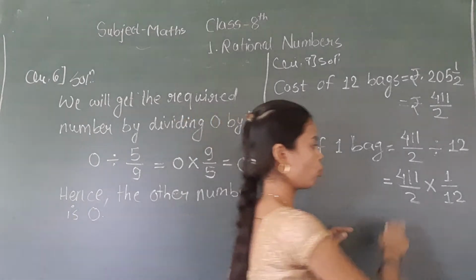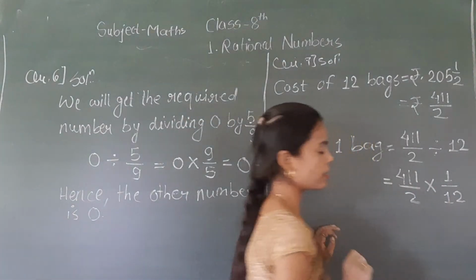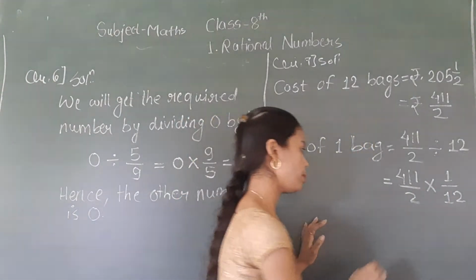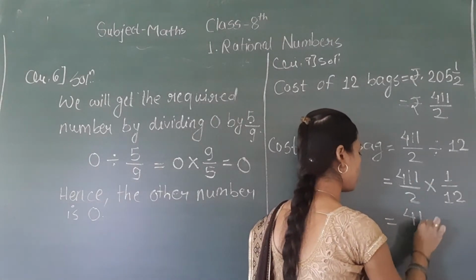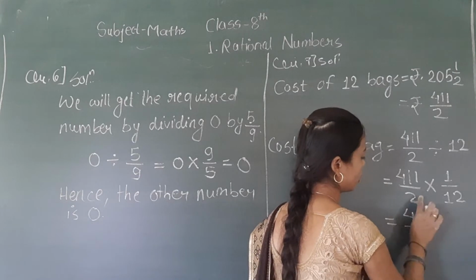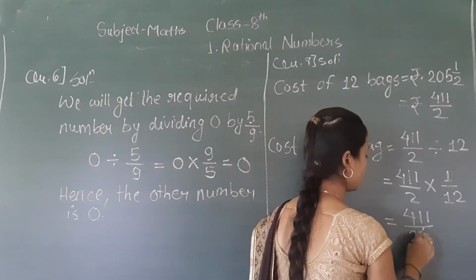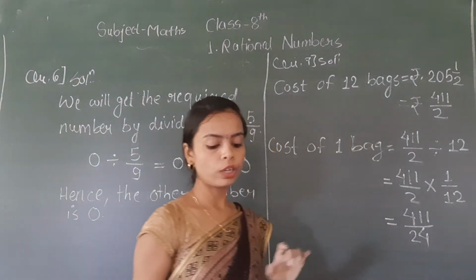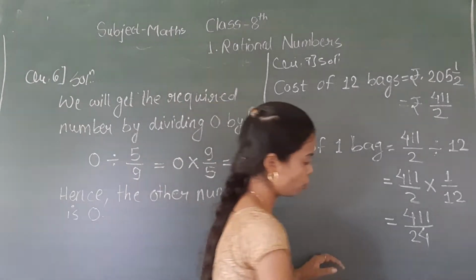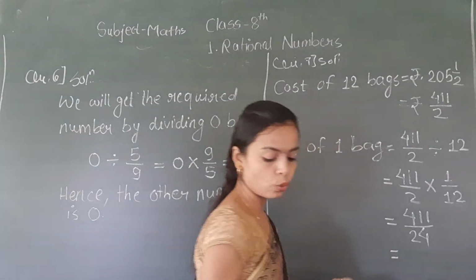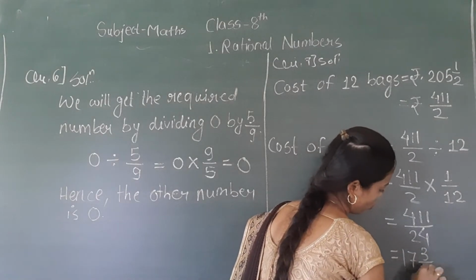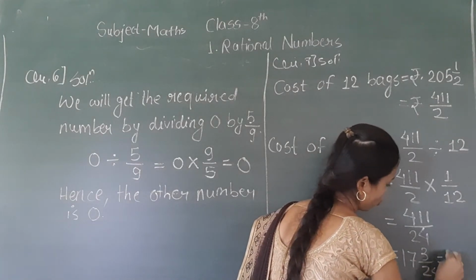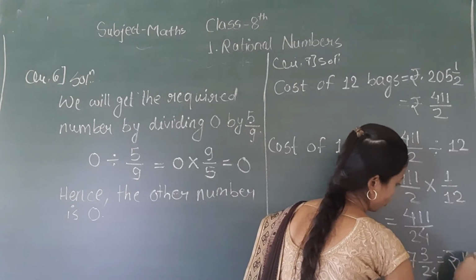So here 411 does not get cancelled with this 12, so I am directly multiplying it. 411 multiplied with 1 is 411, and in the denominator it is 2 into 12, that is 24. That is 411 upon 24, and you can write it as 17 3 upon 24 rupees.